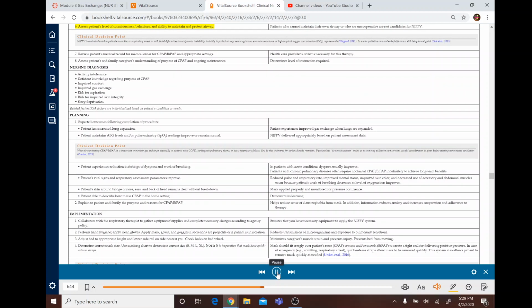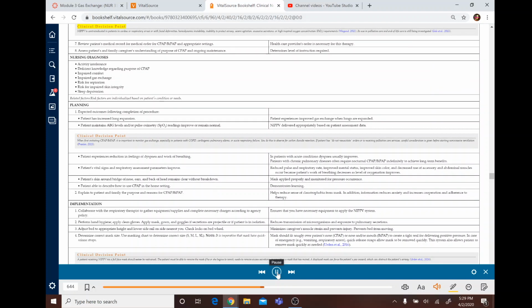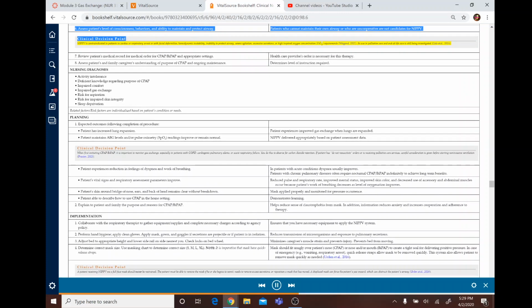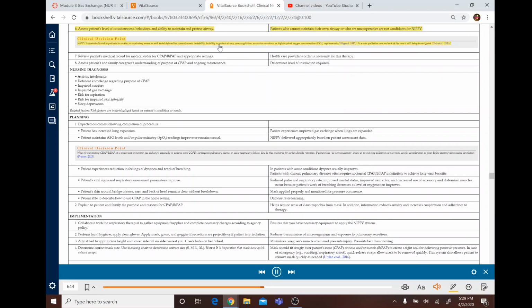6. Assess patient's level of consciousness, behaviors, and ability to maintain and protect airway. Patients who cannot maintain their own airway or who are uncooperative are not candidates for NIP. Clinical decision point. NIP is contraindicated in patients in cardiac or respiratory arrest or with facial deformities, hemodynamic instability, inability to protect airway, severe agitation, excessive secretions, or high inspired oxygen concentration (FiO2) requirements, Wiegand, 2011. Its use in palliative care and end-of-life care is still being investigated, Gale et al., 2015.